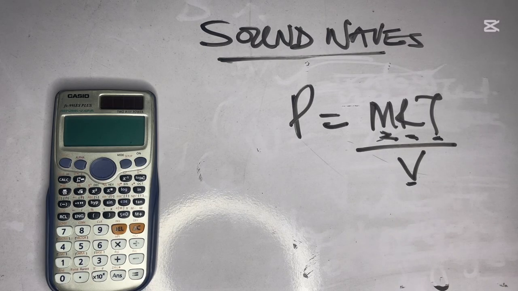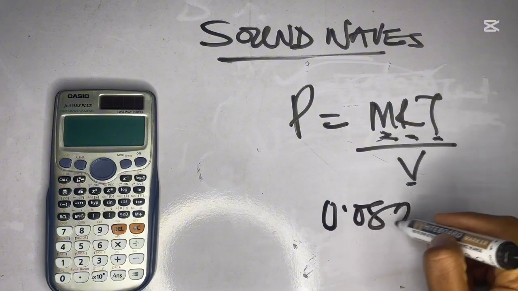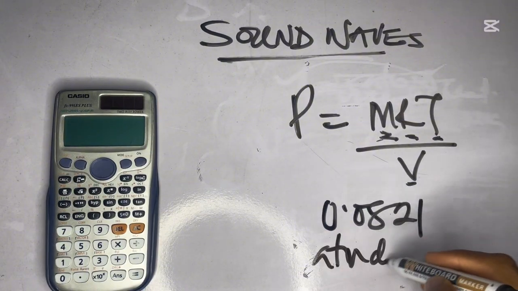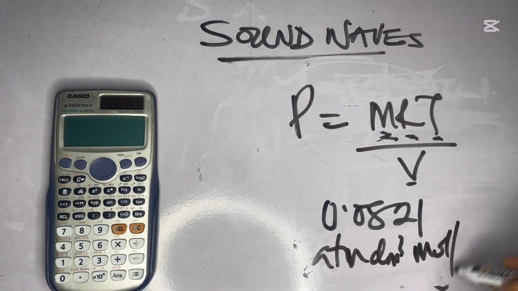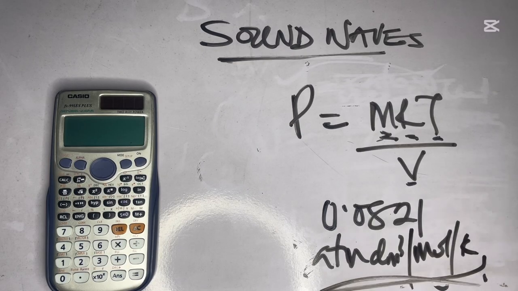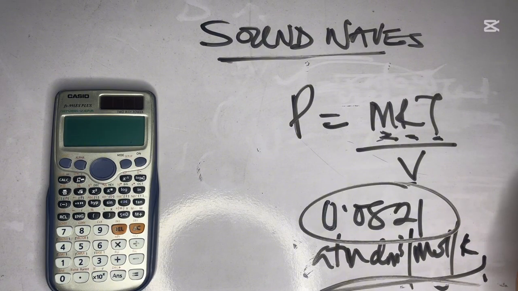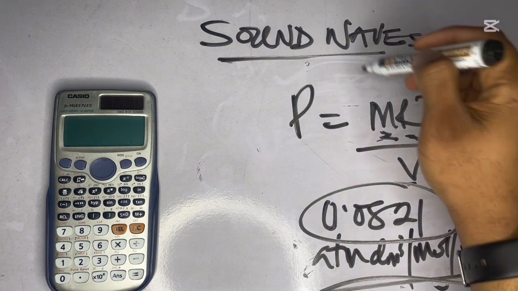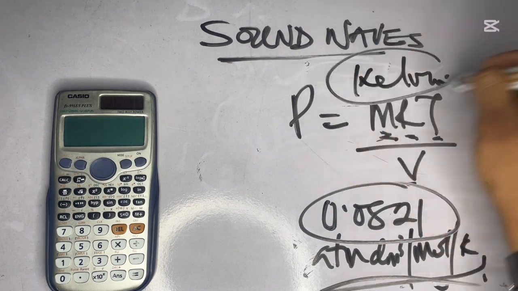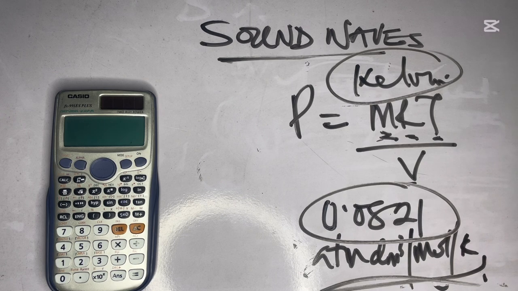R in this case is the gas constant, which is 0.0821 atm dm cube per mole per Kelvin. So this is the value for the gas constant. Then of course you know that the temperature has to be expressed in Kelvin, and of course we have 273 Kelvin as the standard temperature.